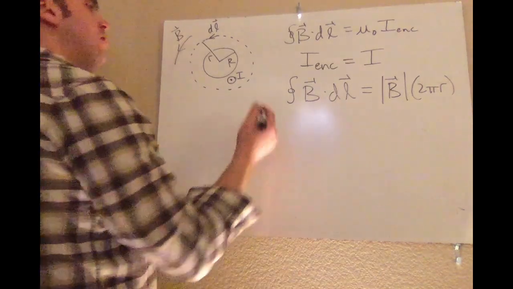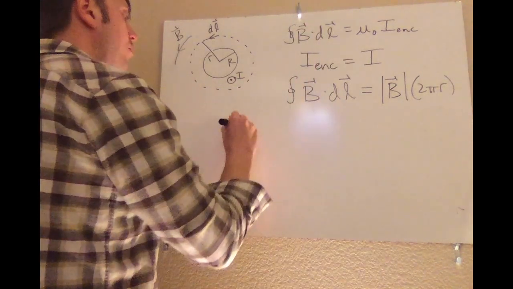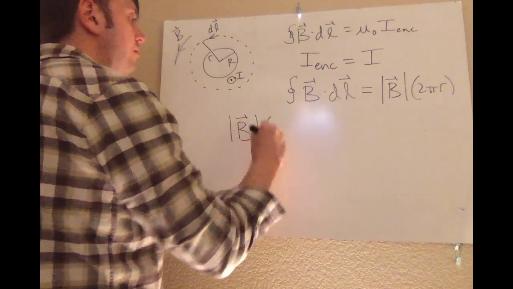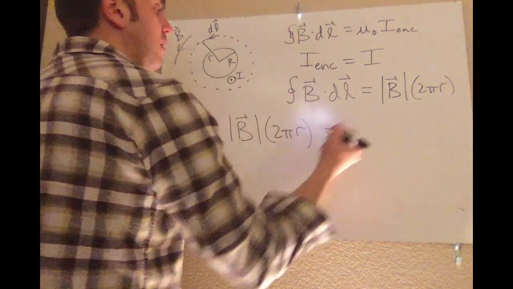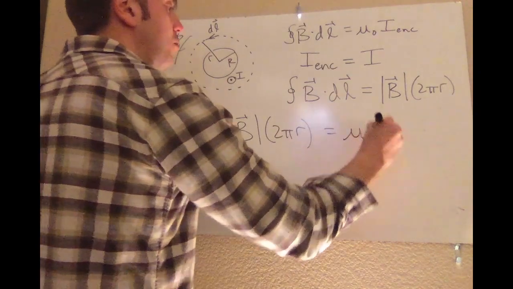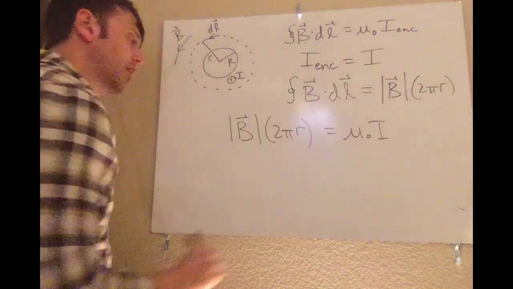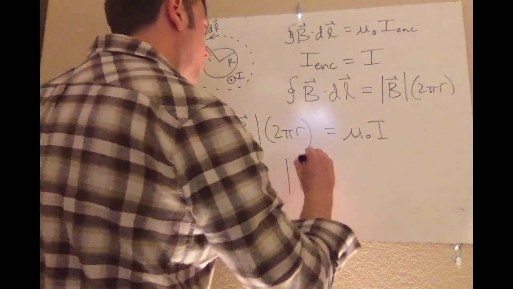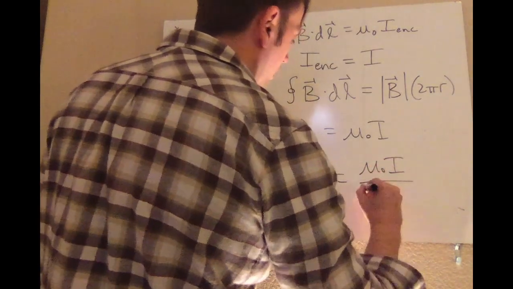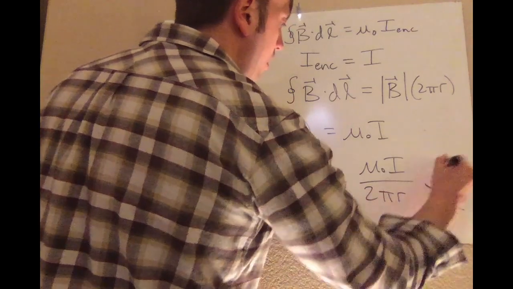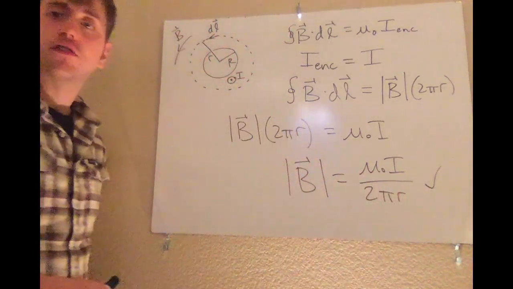So all we need to do then is put it together. In Ampere's law, we have the magnitude B times 2 pi r for our integral, and then we have mu naught times I on the other side. So the magnitude of B is mu naught times I divided by 2 pi r. So that's what the magnetic field looks like outside.